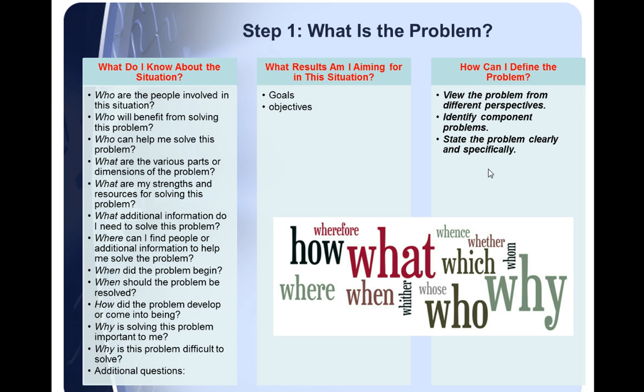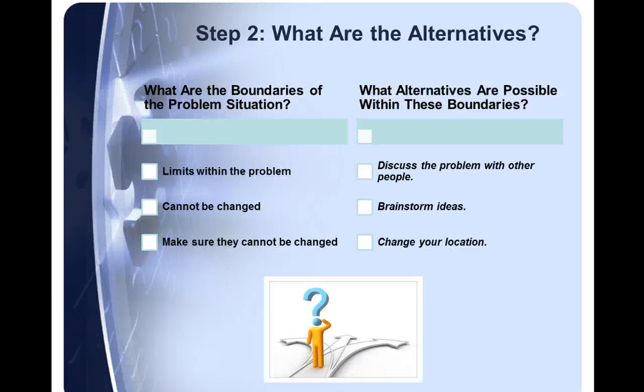Clearly and specifically, what's the problem? You may say, my problem is I don't make enough money, or I'm in debt, when really the problem is our own spending and lack of control over finances. All right, step 2, what are the alternatives? What are the boundaries of the problem situation, and what are the alternatives?